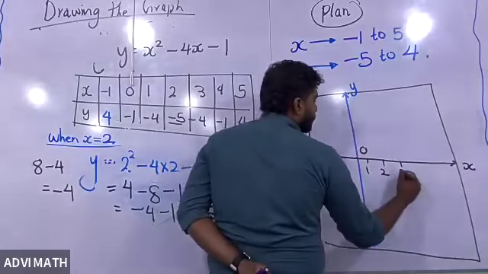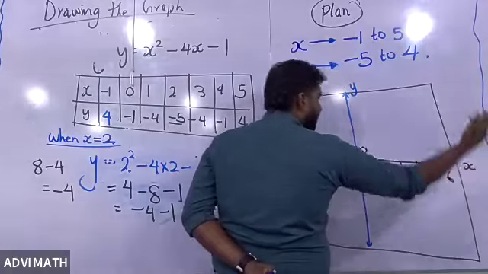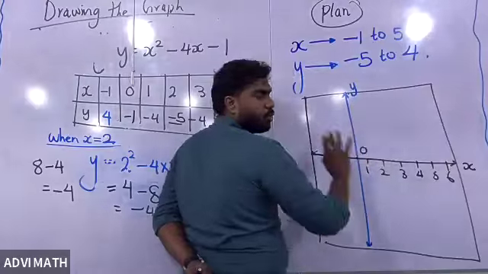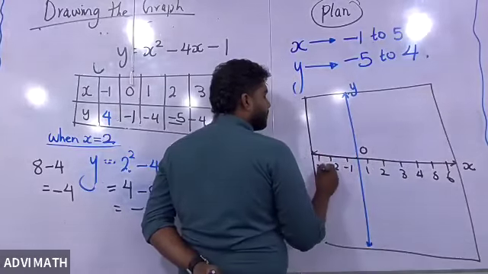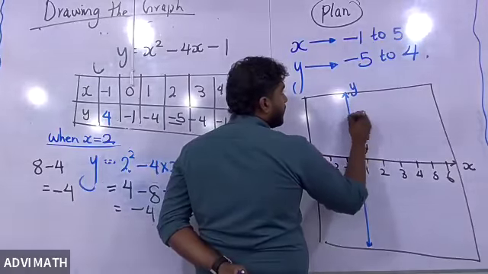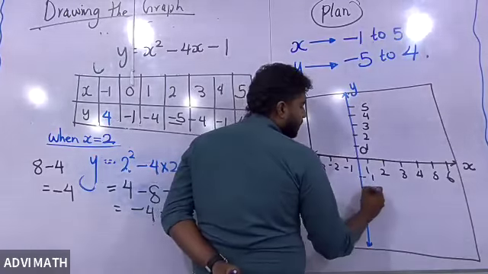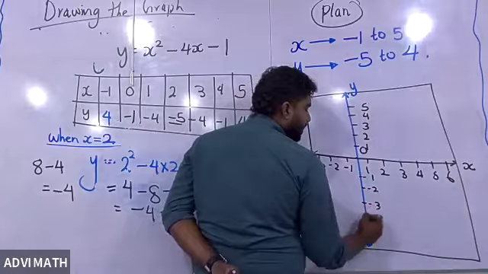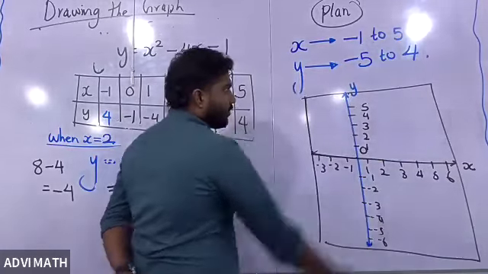1, 2, 3, 4, 5. If you can, mark 6, 7. Mark as much as you can. -1, -2, -3. 1, 2, 3, 4, 5. -1, -2, -3, -4, -5, -6. Mark as much as possible, fully mark it.